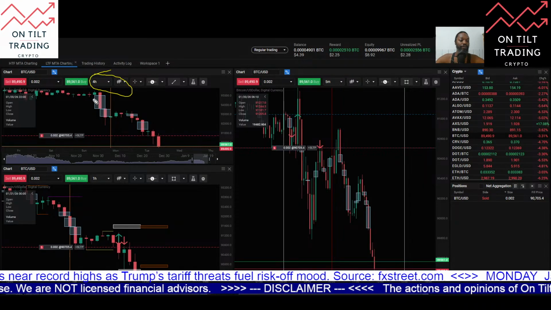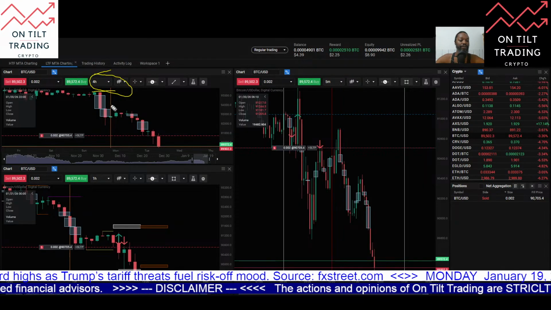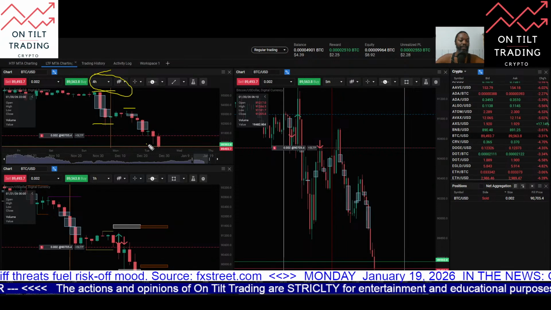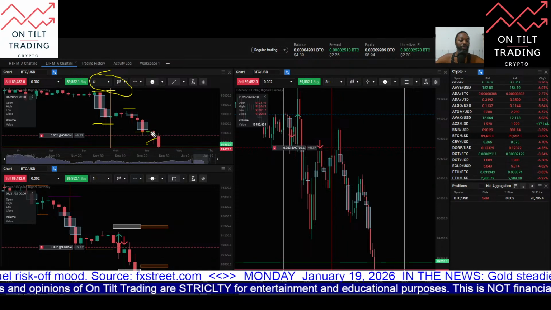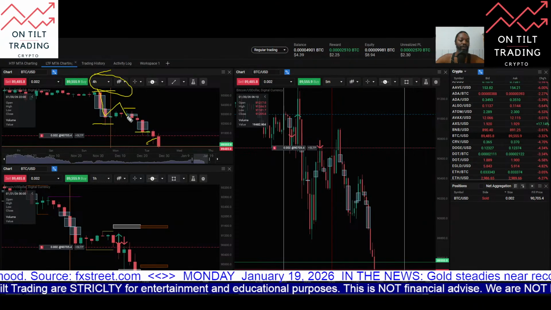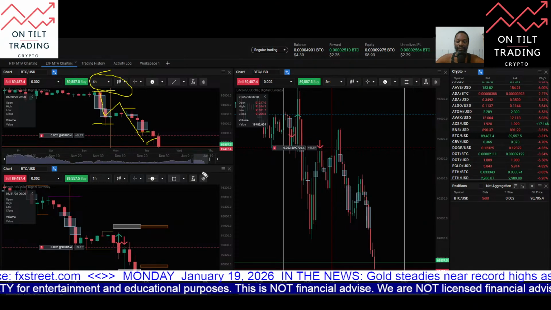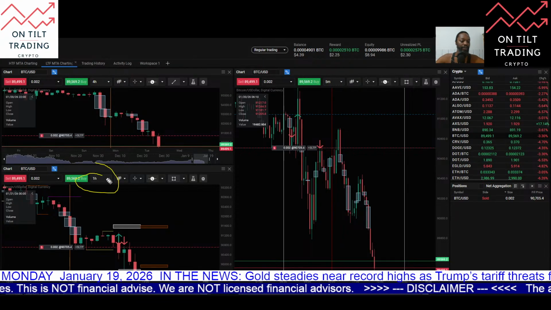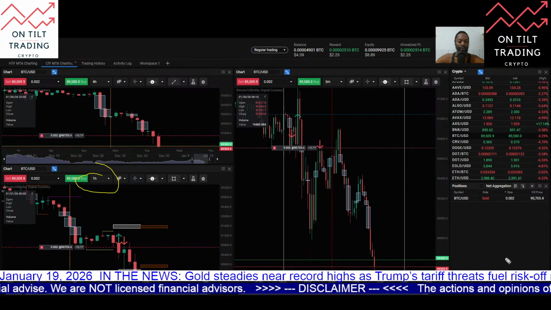So here on the 4-hour chart, you can see there's a high here, there's a low, there's a lower high, and putting in lower lows here. So we can see on the 4-hour, Bitcoin is selling off or in a downtrend. Here on the 1-hour, we can see that in more detail.